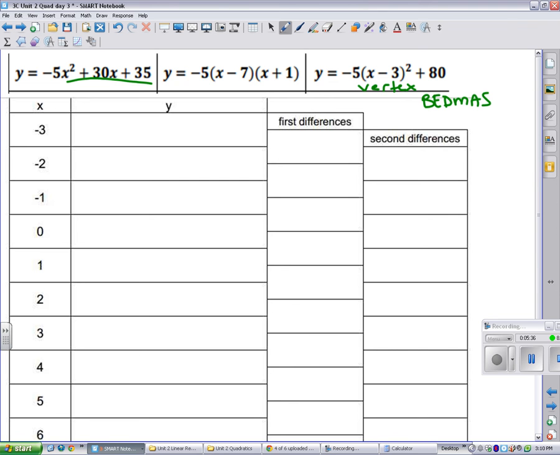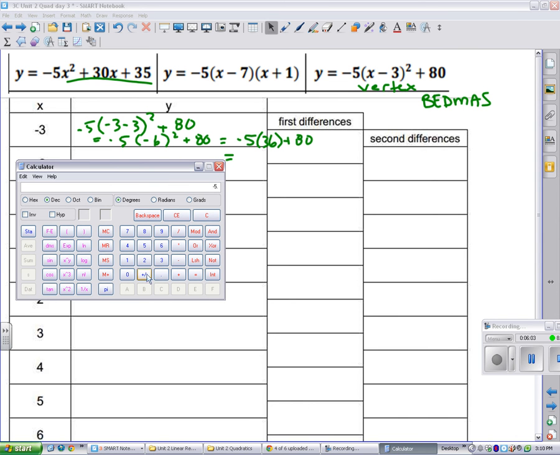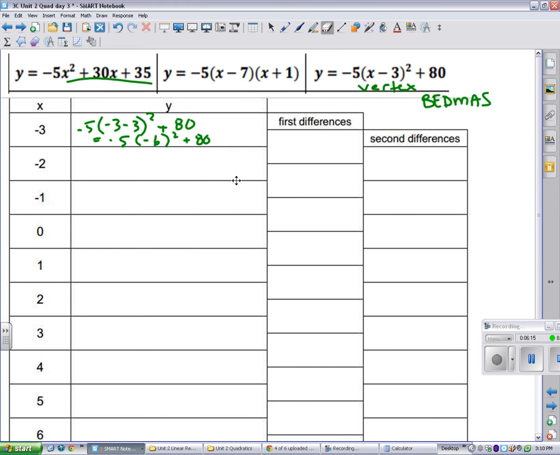Alright, so here it says x is -3, so I'm going to write -5 times (-3 minus 3), square that, and add 80. Then that really means -5 times (-6) squared, and I add 80. So that's really -5 times 36, add 80. I'm going to need my calculator for -5 times 36. Negative 5 times 36, and then I can just ask it to add 80. So plus 80 gives me the value of -100. So this is all equal to -100.